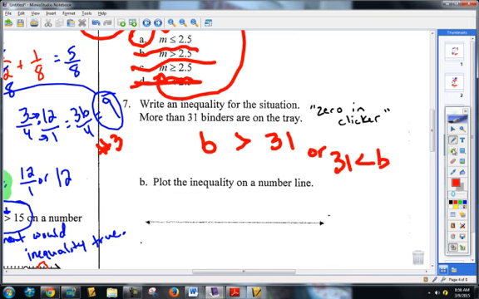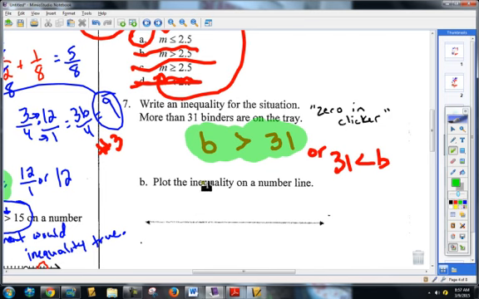Same thing, right? Now, I really prefer, and I think you guys should as well, to put the variable on the left, but both make sense because either way, it's showing that my B solutions, my amount of binders, is greater than 31.